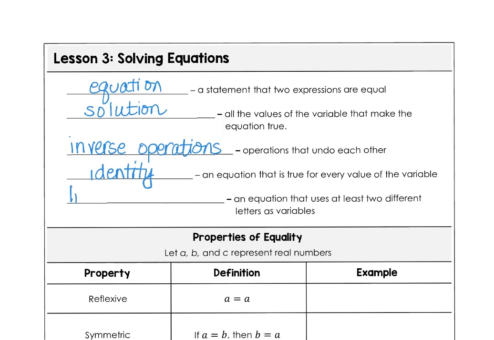And we have a literal equation when you use at least two different letters as variables. Some ideas of literal equations are like the area for a circle or the perimeter formula, all of those types of things, slope-intercept form, stuff like that.